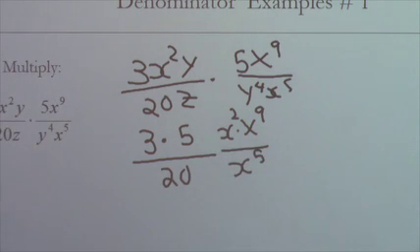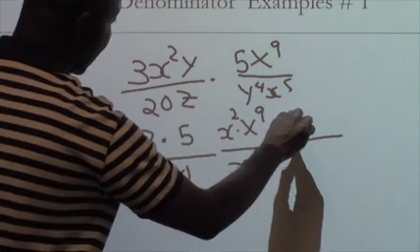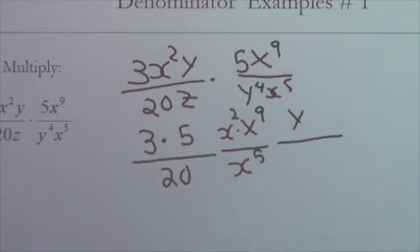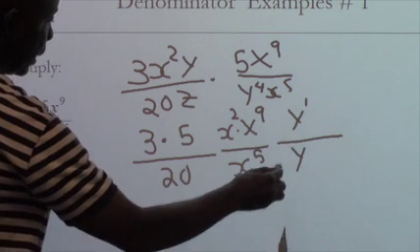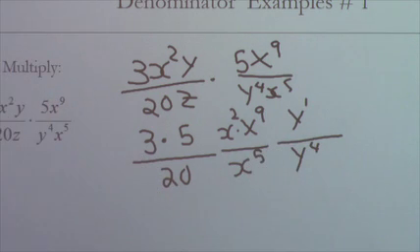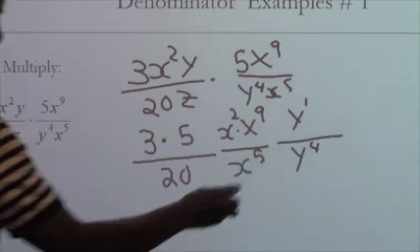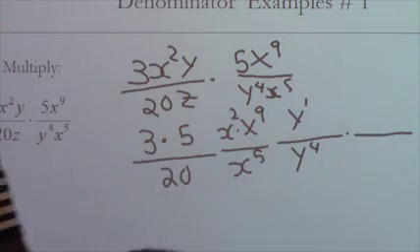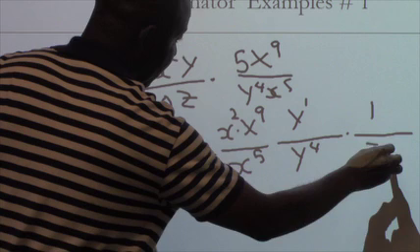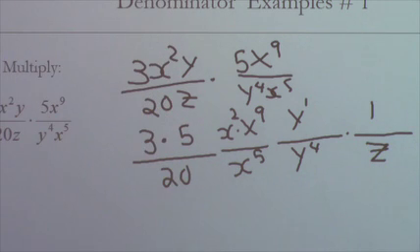Then I see y's. I see the variable y. I have a y on top, and I can just put 1 to indicate it's the power of 1. And I see y to the 4th at the bottom. I see a z. Interestingly, I do not see a z in the numerator, but in the denominator, I see a z. So I can write it like this.